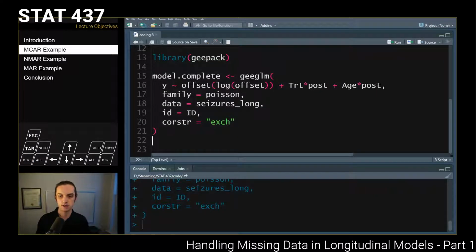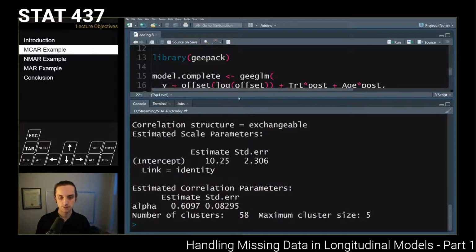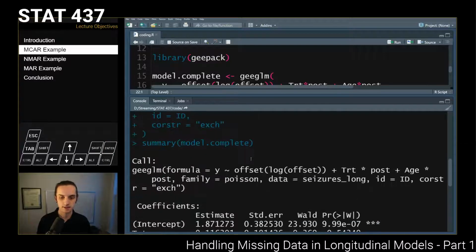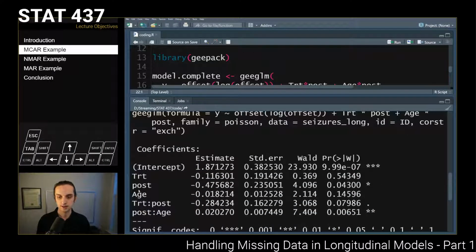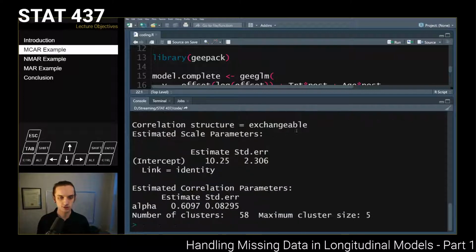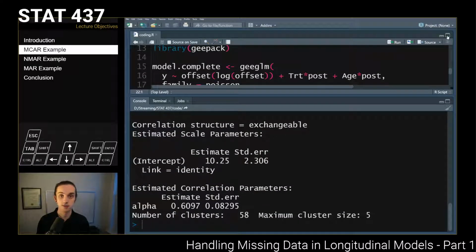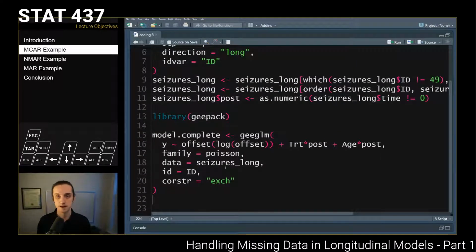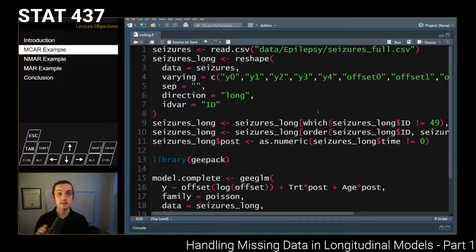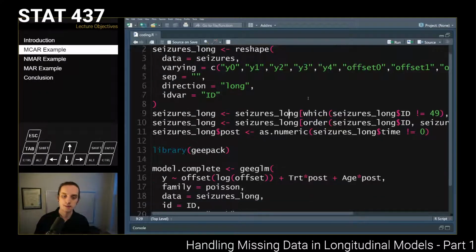I can build this model now, and we can see if we just take a look at, say, the summary of model complete, this is the model that we had fit previously on the exact same data. We have our coefficients here, we have our correlation structure, we're using the exchangeable correlation structure, and so on, okay? And so now this is the model that we know we should be getting based on full data, full observations, no missingness at all.